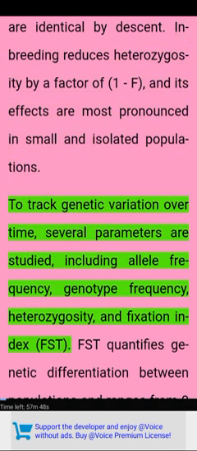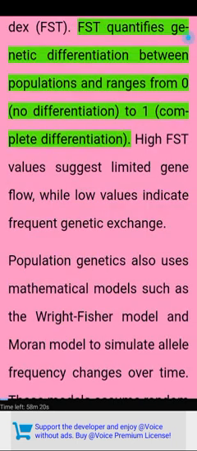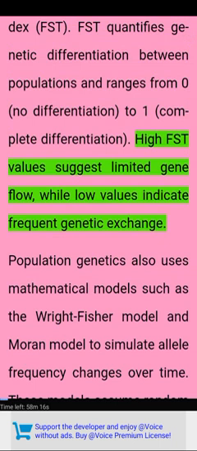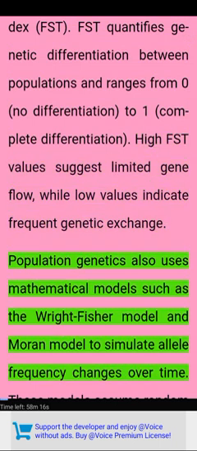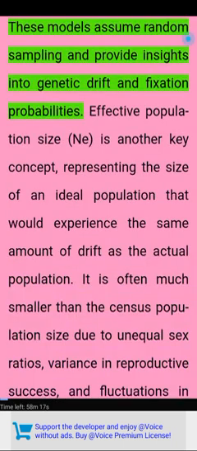To track genetic variation over time, several parameters are studied, including allele frequency, genotype frequency, heterozygosity, and fixation index FST. FST quantifies genetic differentiation between populations and ranges from 0, no differentiation, to 1, complete differentiation. High FST values suggest limited gene flow, while low values indicate frequent genetic exchange. Population genetics also uses mathematical models such as the Wright-Fisher model and Moran model to simulate allele frequency changes over time.